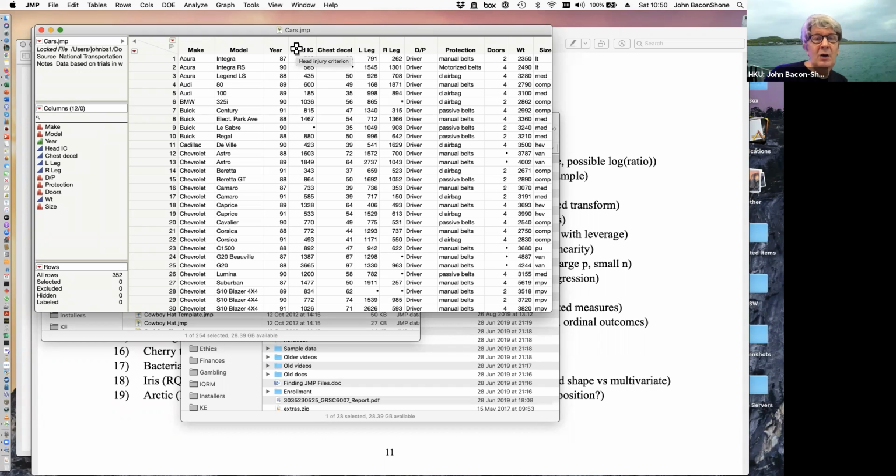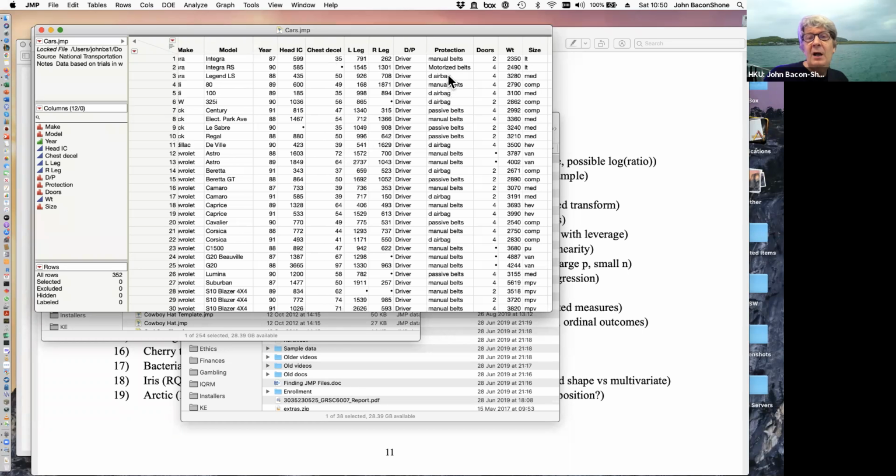Now, we obviously can't look at all the models because there are too many different models, right? And there are only a few of the models which are measured repeatedly, and that basically means they're measured across different years. But for most of these models, they're only measured once or at most twice. So what can we say? Well, what we know about these different cars is we know what type of protection they have. We know how many doors they have. We know the weight of the car and the size.